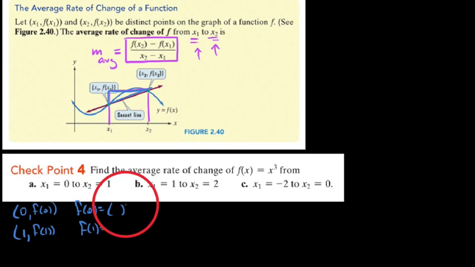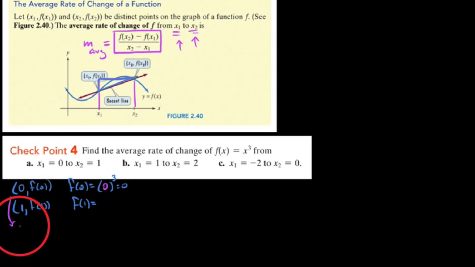So if I were to plug 0 in, direct substitution wise, we would get 0 for an output. So really this first point right here is the point (0, 0). And then we say the second point, which is 1 comma something. We need to find out what 1 cubed is. Well, we don't have to take very long on this one. 1 cubed is actually just 1. So we say the point (1, 1).